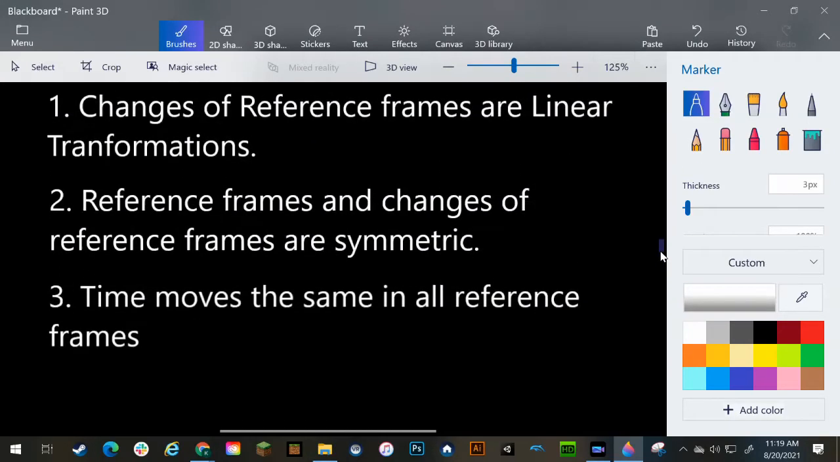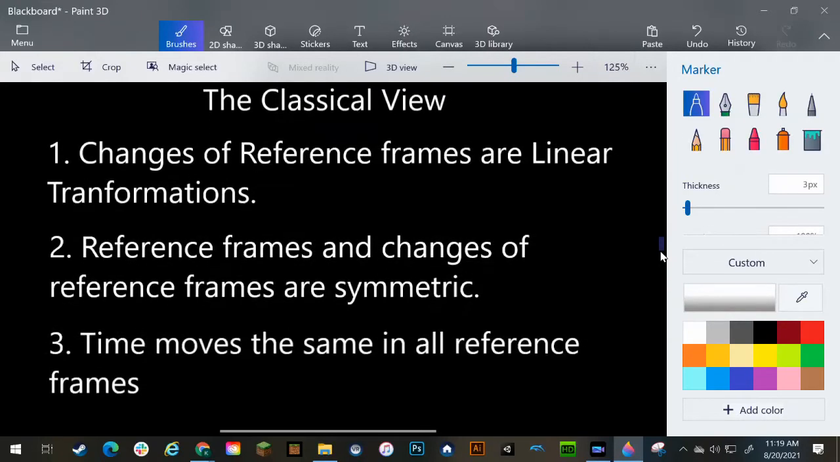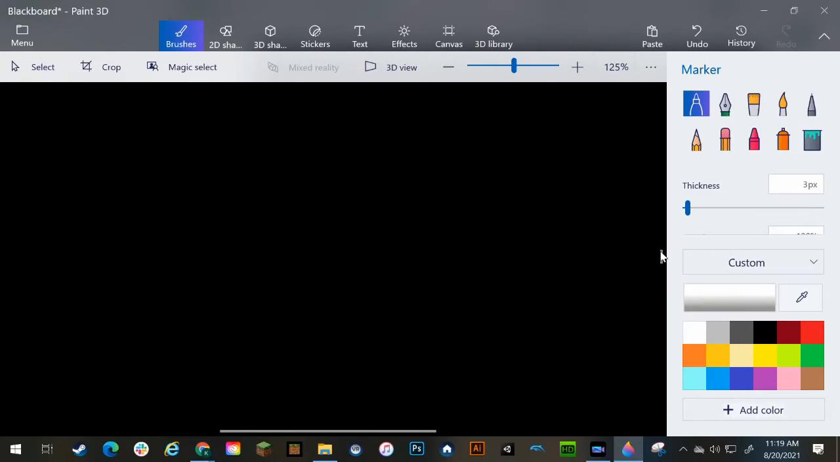So let's use our first assumption. Assumption number 1, changes of reference frames are linear transformations. All linear transformations can be represented as a matrix. So our first assumption tells us that this is going to be a matrix. And I'm just going to fill out this matrix with some dummy variables because we don't actually know what the entries of our matrix should be.